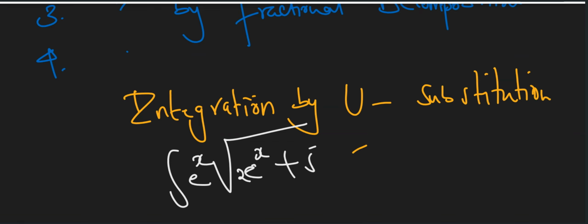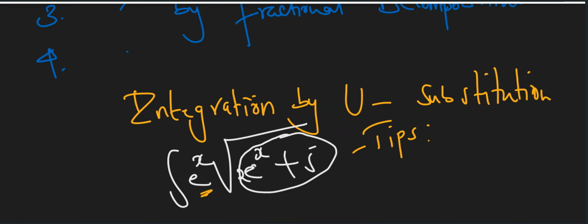Tips: always look at something that, when differentiated, you will be able to get something close to what you have that you have not substituted for u. For instance, if we take what is inside here and differentiate it, do we get something close to e power x? If that is the case, then that makes the whole integration very simple. So let me share an example.